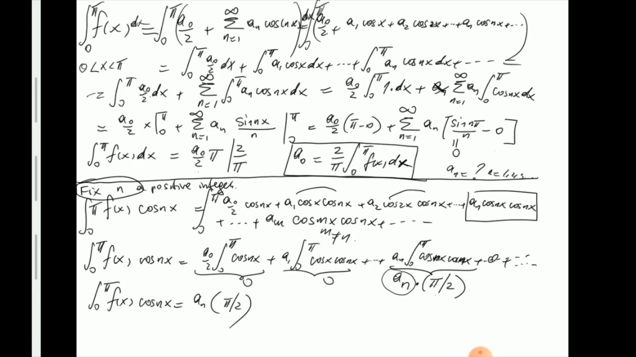How do I find the an? We just multiply both sides by 2 over pi. And then an is 2 over pi, the integral from 0 to pi, f of x cosine of nx.